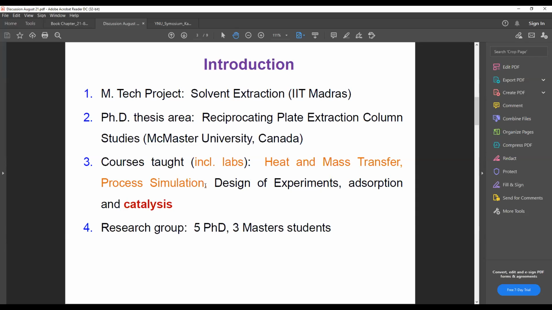Currently I'm working on adsorption. I also teach electives in that area, and I take classes on catalysis. I have not really moved into the chemistry of catalysis in a very intense manner, but I hope through proper collaborations I would be able to do so.